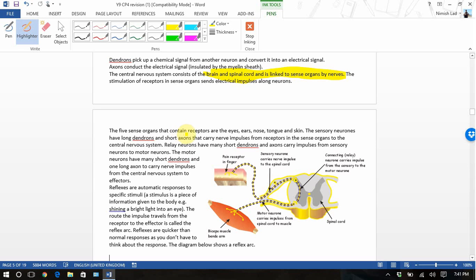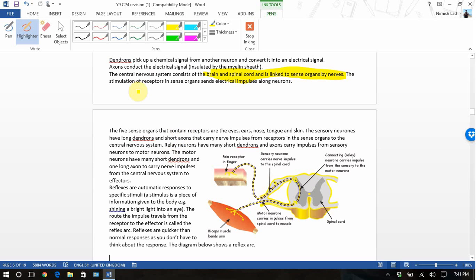Sensory neurons have long dendrons and short axons that carry nerve impulses from the receptors in the sense organs to the central nervous system. There are relay neurons there with many short dendrons and axons that carry impulses from the sensory neurons to motor neurons. Motor neurons carry nerve impulses from the central nervous system to the effectors.